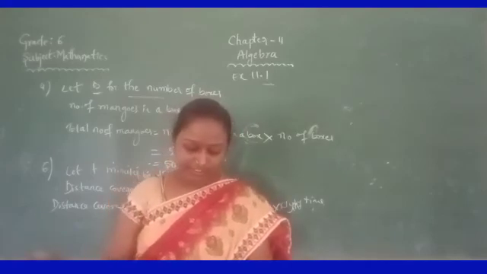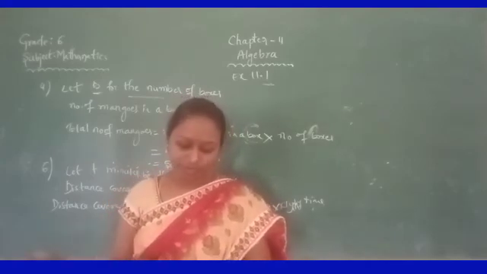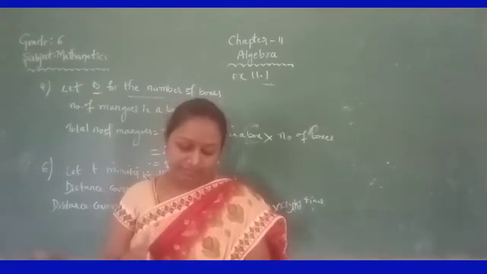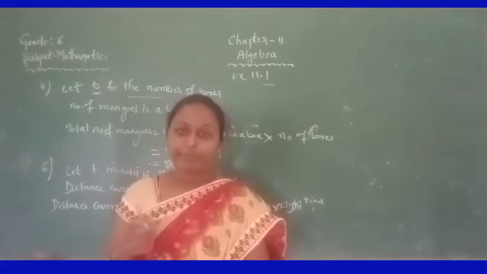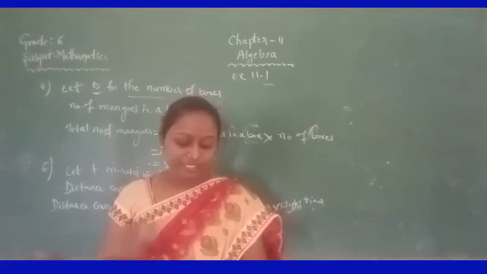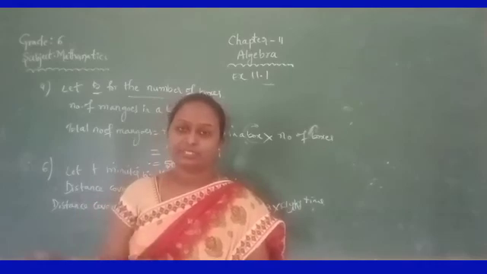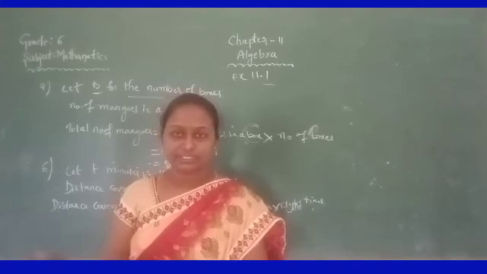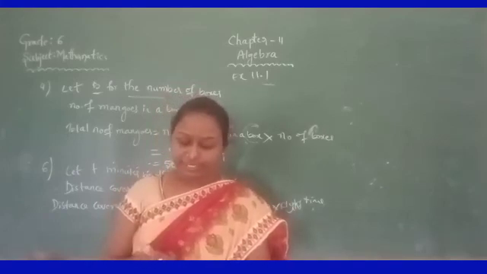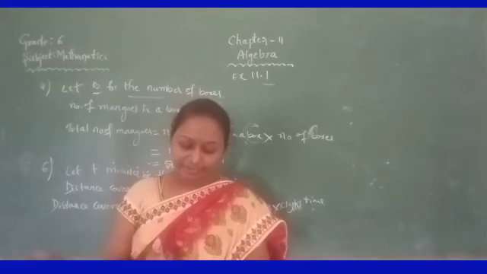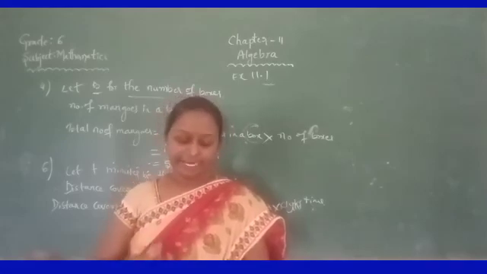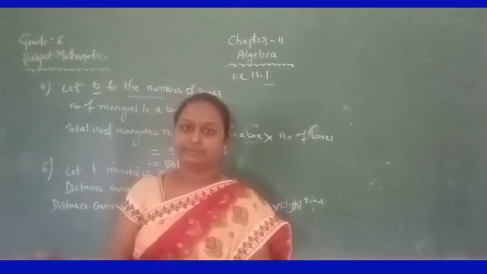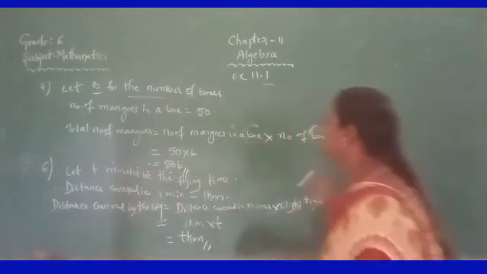Do you know how many dots in a row? 9 dots in a row. Number of rows are. How many dots are there if there are 8 rows? For that you have to write: in one row 9 dots are there. 8 rows means 8 into 9. 10 rows means 10 into 9. So that is the answer.